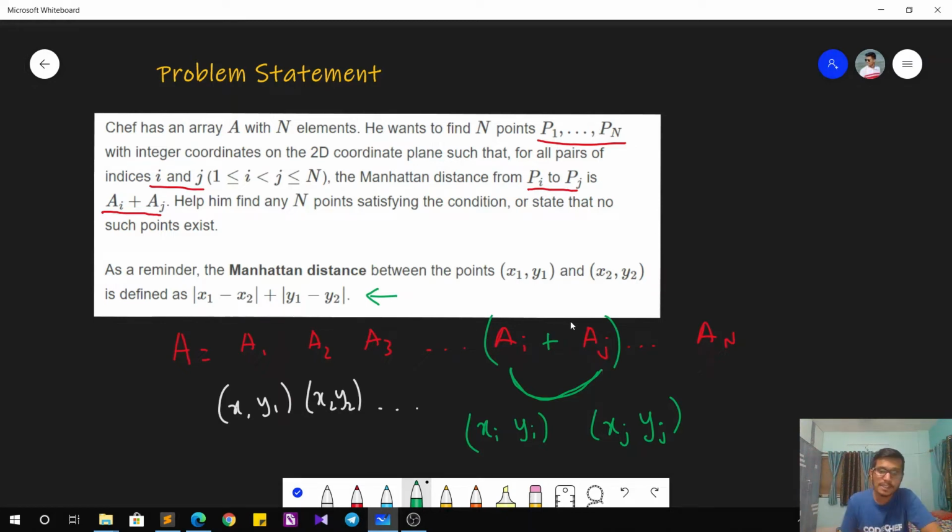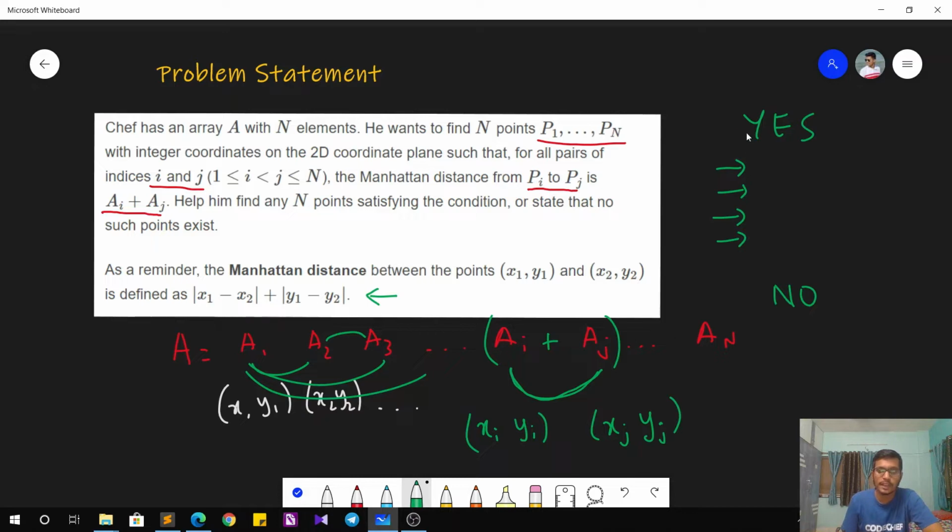And this is just one pair. It should be valid for all possible pairs, that is 1 2, 1 3, 1 4, 2 3, all possible pairs. So we have to find if such an arrangement of n points exists that you can plot. If it exists, you have to print yes, and then also print the n points, that is point p1, p2, p3. And if it does not exist, you have to simply print no.